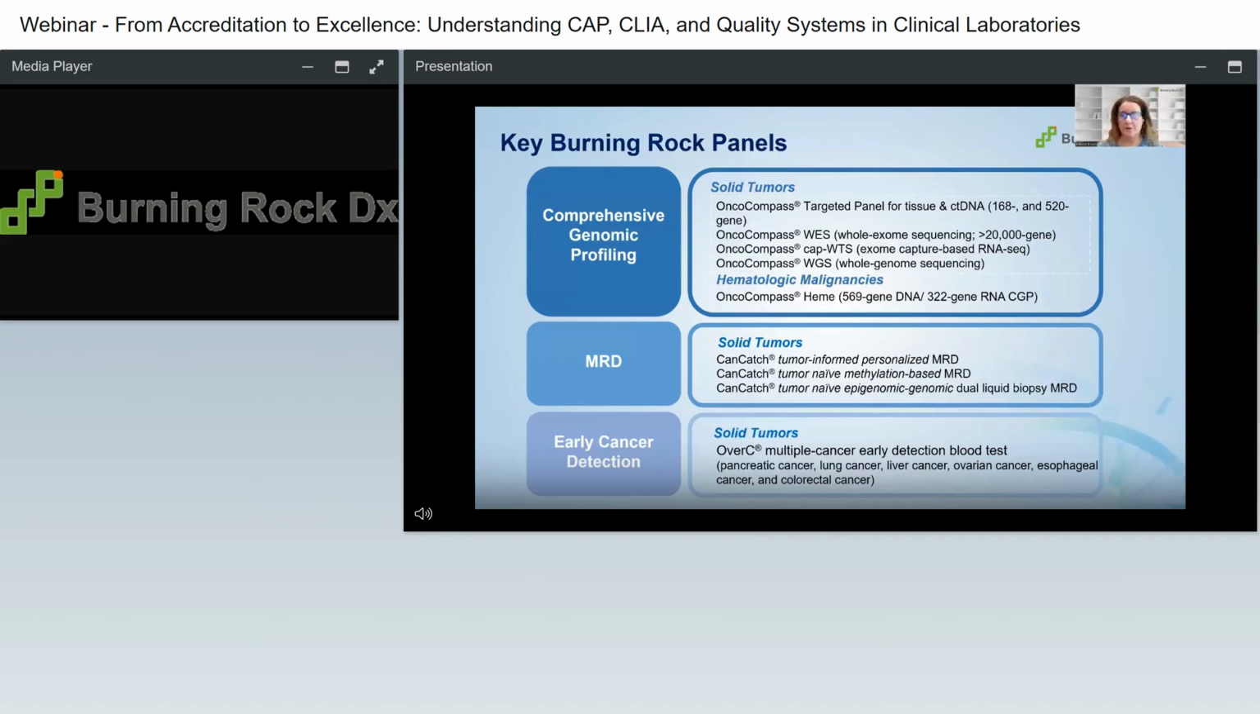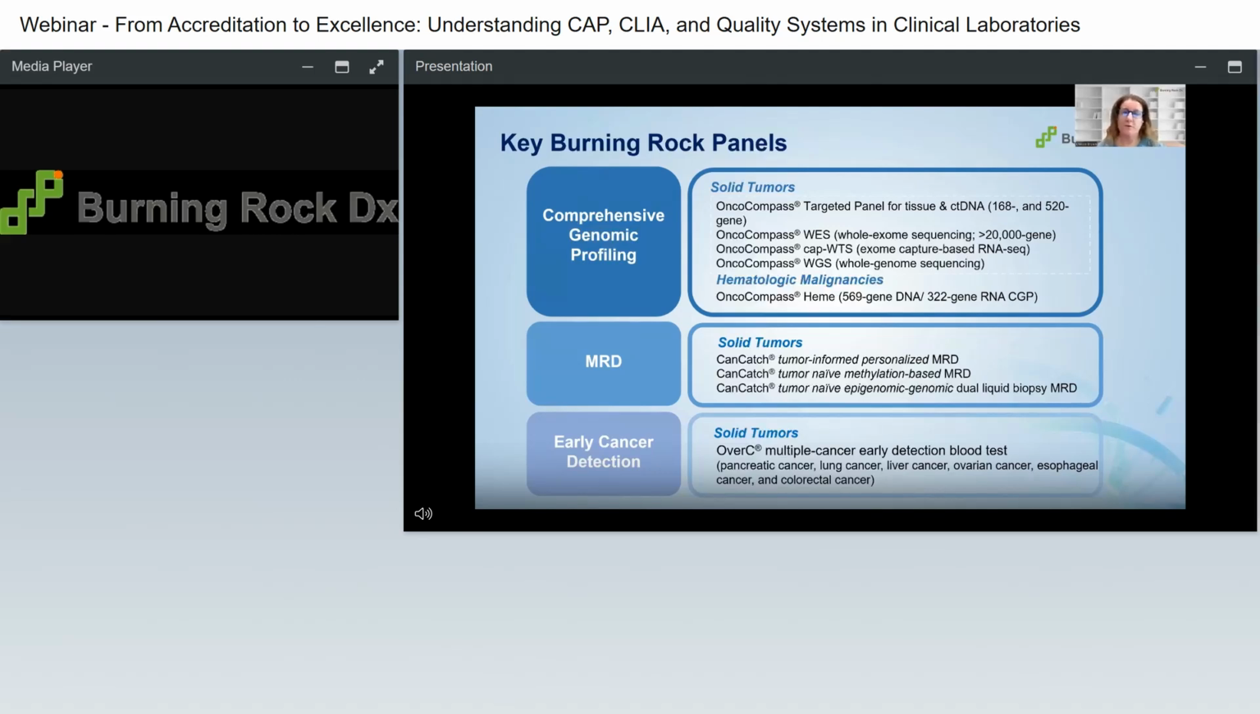Our lab is predominantly a next generation sequencing lab. We do several different types of tests. The first is for comprehensive genomic profiling, both of solid tumors and hematological malignancies. So we have two panels where we can look at both circulating tumor DNA and tissue. We have a 168 and a 520 gene panel. Additionally, we do WES, exome sequencing, and whole genome sequencing.